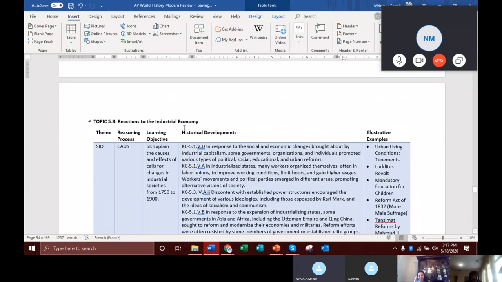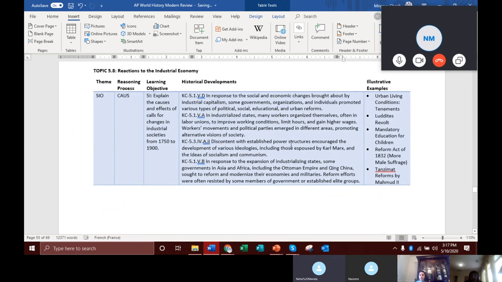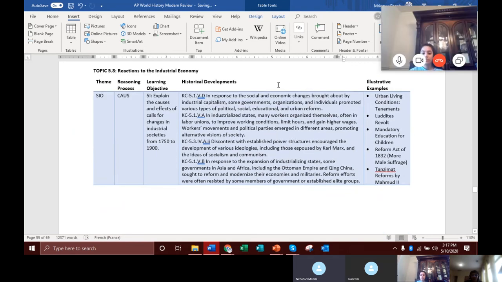Okay, moving on. Reactions to the industrial economy. So now we're moving on to our favorite and least favorite, Karl Marx. In response to social and economic changes, industrial capitalism promoted various types of political, social, educational, and urban reforms in industrialized states. Many workers organized themselves into labor unions. That's a big deal. Yes.